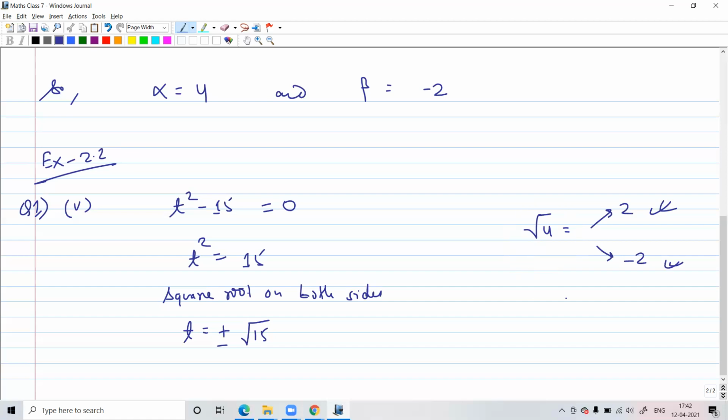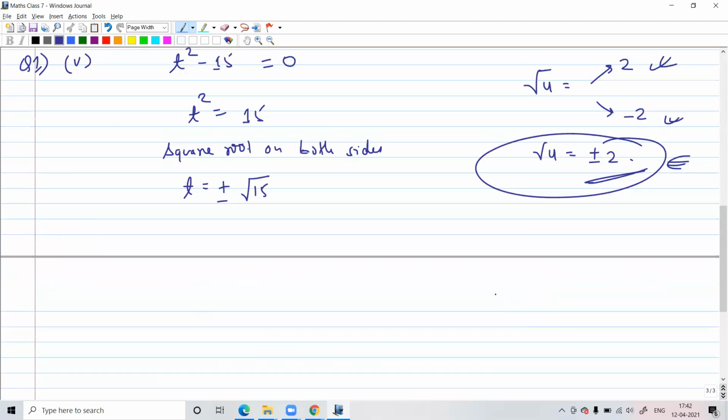Okay, so you should write square root of 4 is plus minus 2, like this. In one shot, you can write like this. Everyone is okay with that idea? Writing the square root of any number, there will always be two answers.